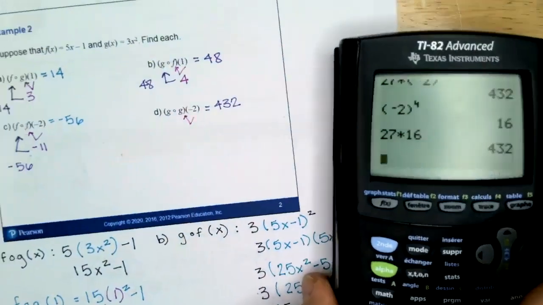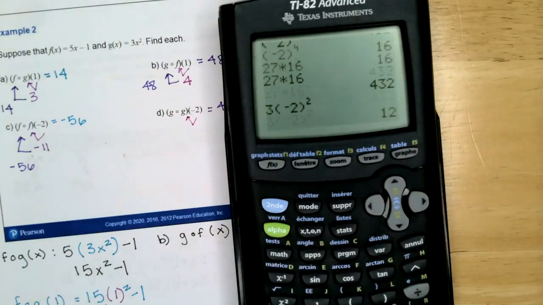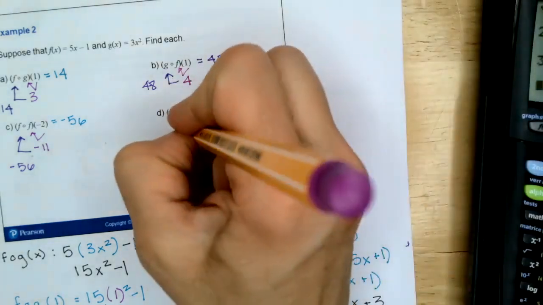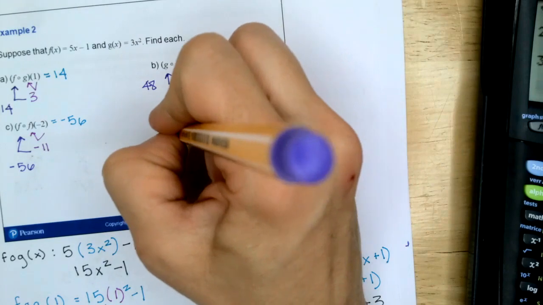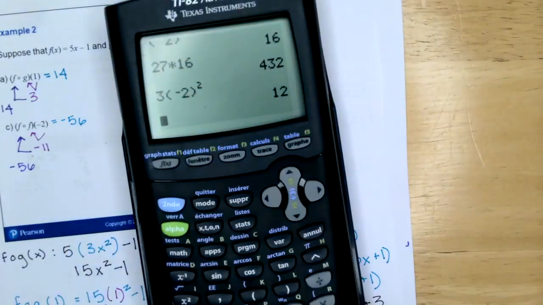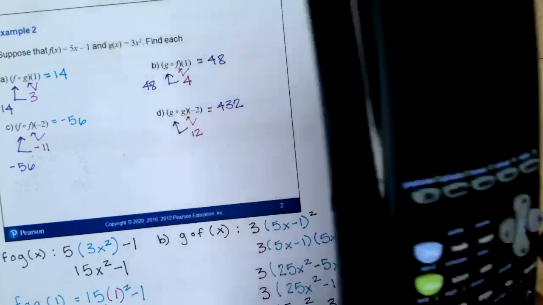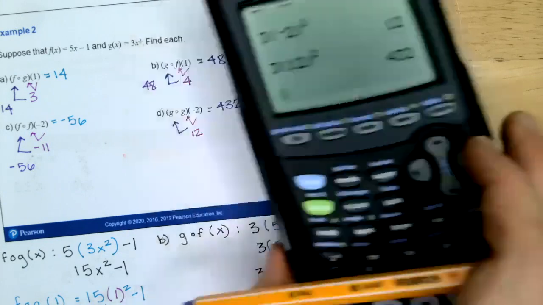All right, let's take negative 2 and put it into g. g is 3x squared, so 3 times negative 2 squared is 12. Now we're going to take that 12 and put it into g again. So instead of 3 times negative 2 squared, it's going to be 3 times 12 squared, which is 432.